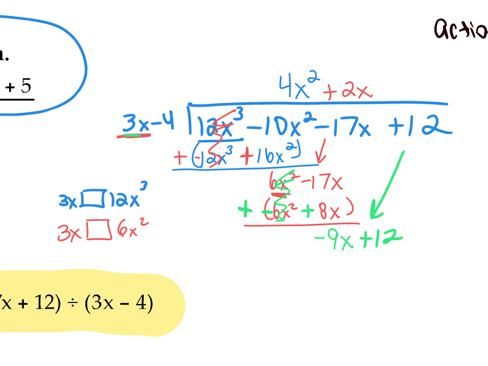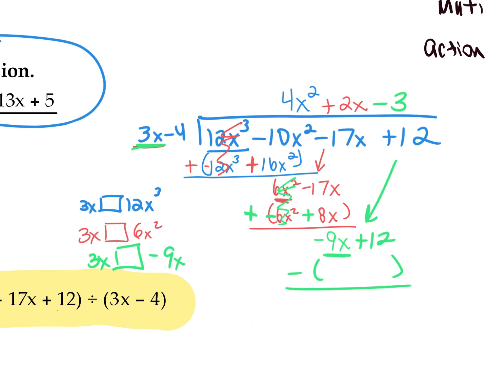And now we're going to go first term into first term. 3x times what gives me negative 9x? Negative 3. Perfect. Get your subtraction ready before you multiply. And then say negative 3 times 3 is negative 9x. Negative 3 times negative 4 is positive 12.